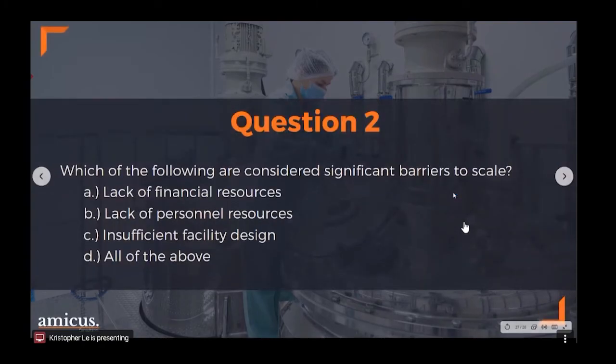Okay, so which of the following are all considered significant barriers to scale? I can't hear anyone else if they're talking, but I can see chat. All right, this is all of the above. Piece of cake, easy question. All of these are considered barriers to scale and have to be addressed when you're looking at growing your business or adding scalable processes or equipment or systems.